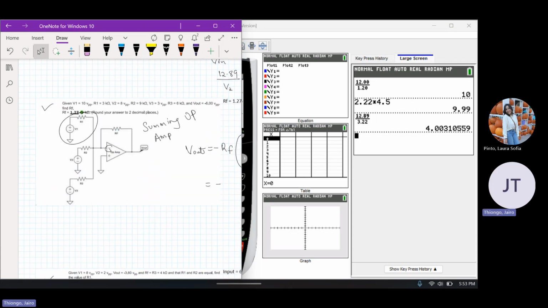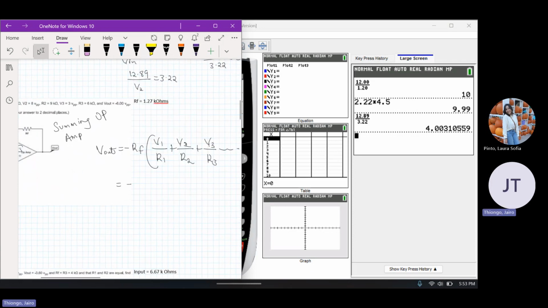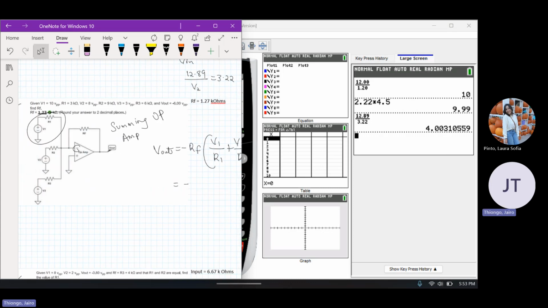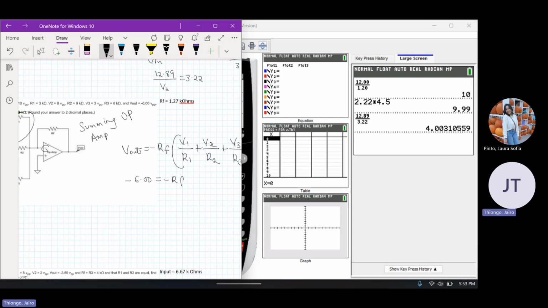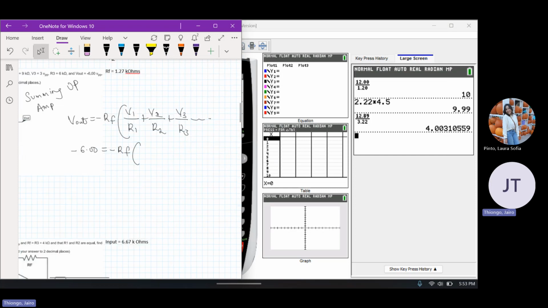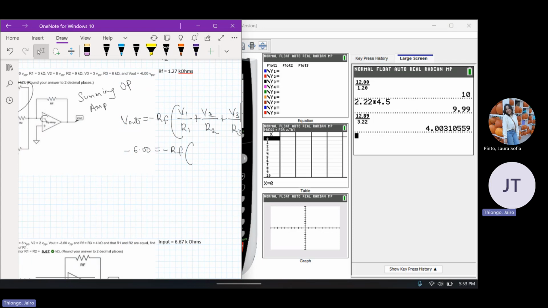So on to what the question is asking. The question is asking us to find RF. We do not have RF. We have Vout though. Vout is given as minus 6. So minus 6 equals minus RF. As you can see, I'm writing it down as the formula says. As someone who's doing this for the first time, I would recommend doing this instead of doing the math in your head, since you might mess it up.